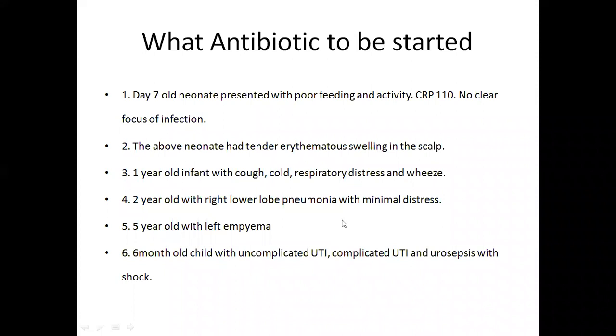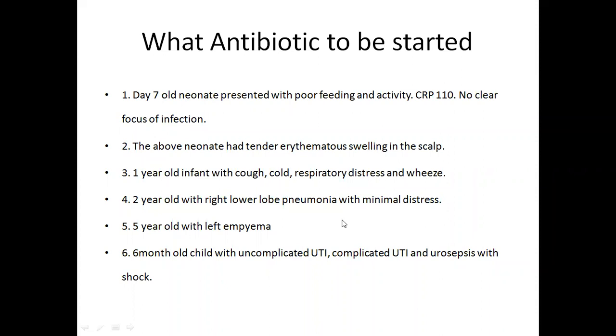If your local data is showing resistance, fine. But my data is still sensitive. Piptaz and meropenem both are still sensitive, like 80% piptaz and 90% meropenem, only a 10% difference. So piptaz can still be used here. But the problem is that adult studies have shown that in very sick adults, the mortality rate with piptaz is a little bit higher than with meropenem. So in bloodstream infection with very sick children, we still need to choose meropenem over piptaz, even if the sensitive pattern is there.